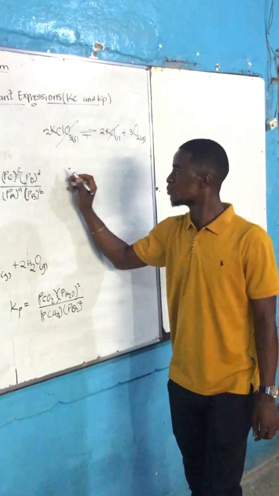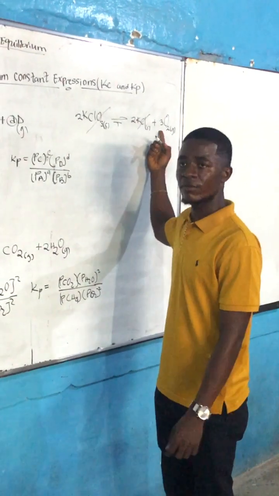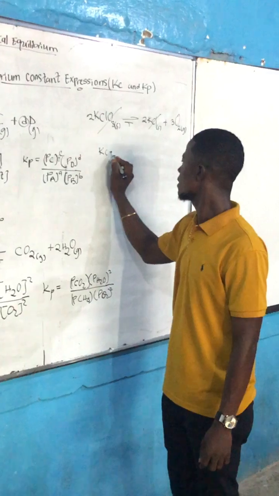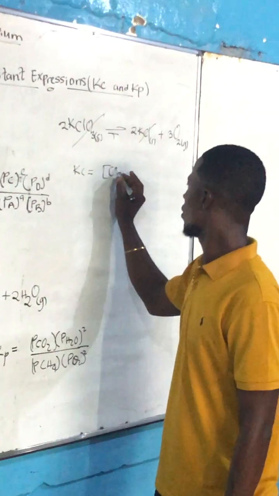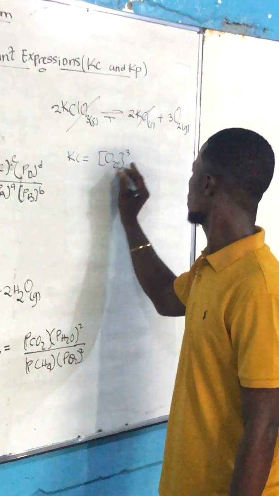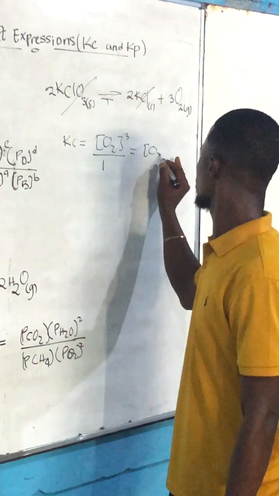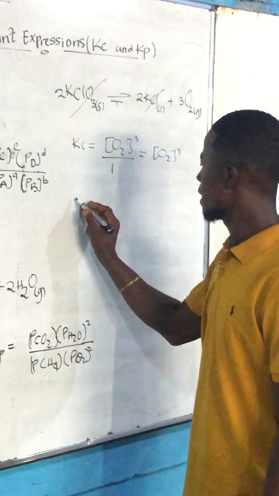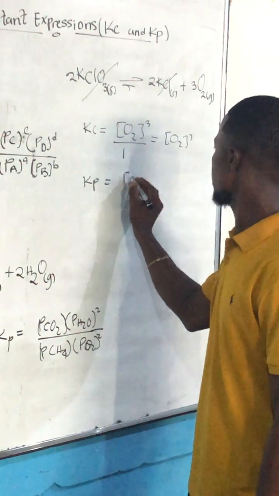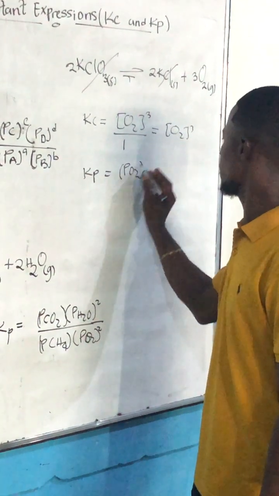So what can I do? I will cross out the solids and write the expression. Kc is equal to the concentration of the product over the reactant, which is 1, so Kc is equal to the concentration of O2 all to the power of 3. And then for Kp, it is equal to the partial pressure of O2 raised to the power of 3.